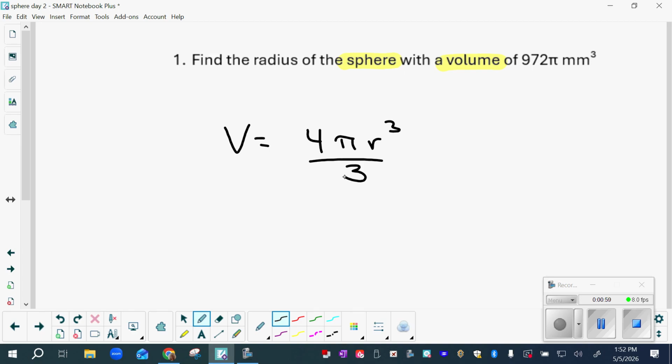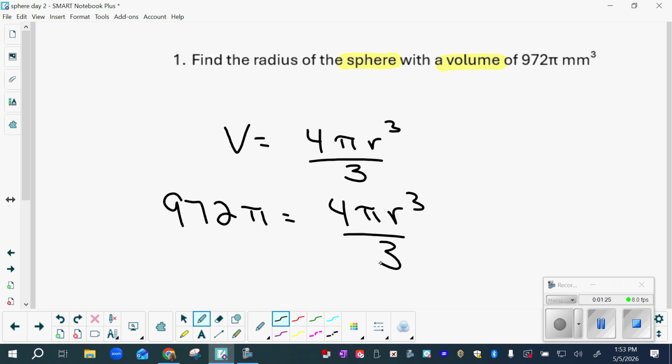Now what we do is we plug in and go backwards. Here's what's nice. There are only two numbers. There's the volume, and then there's the radius. So I'm either going to give you one or I'm going to give you the other. It's nice and neat here. So we're going to work backwards. So the volume is 972 pi equals 4 pi r to the third over 3.